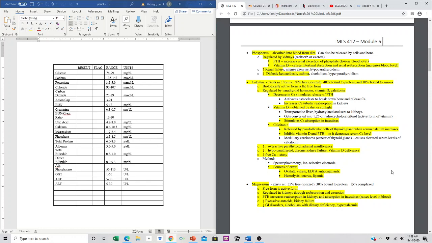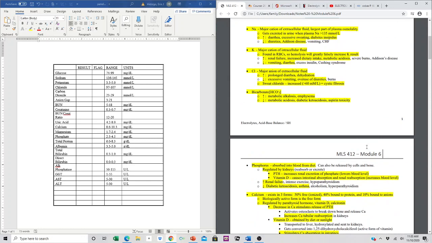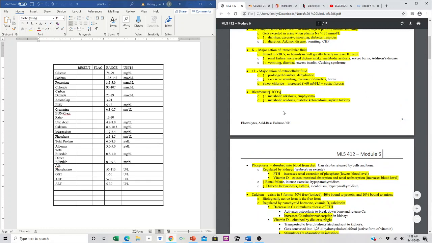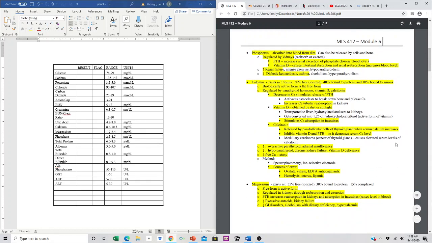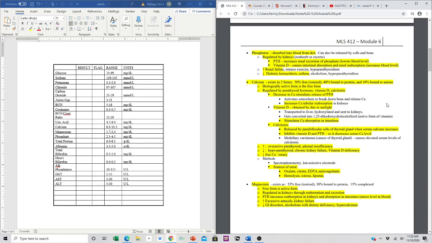They go together in a sense as well, in that not only do these up here work in a balance with each other, but these also work in a balance with each other. So we'll go over each one, and then we'll talk a little bit more about how they affect each other. So phosphorus is absorbed into the blood from one's diet. The levels of phosphorus in the bloodstream are regulated by the kidneys. The kidneys will decide when to excrete extra phosphorus, or when to reabsorb it.